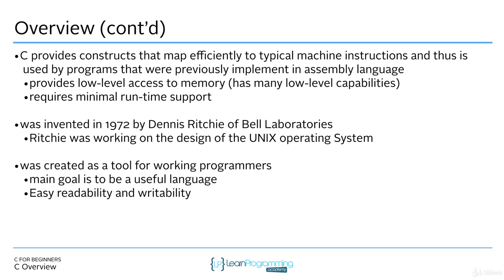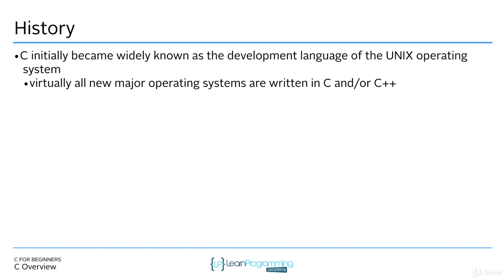It's reliable. It was created as a tool for working programmers. The main goal when designing the language was for it to be useful and for it to be easily readable and writable. I mentioned readability is basically looking at the program and being able to understand what's going on quickly. So it's not that complex. Writability is being able to write the code quickly, efficiently, be able to do things quickly. So if you were to write some code, you don't have to write 20 lines of code to add 2 numbers. You write 1 line of code. It's very easy to write. So readability and writability are important goals and important advantages of programming languages, and C easily meets this.